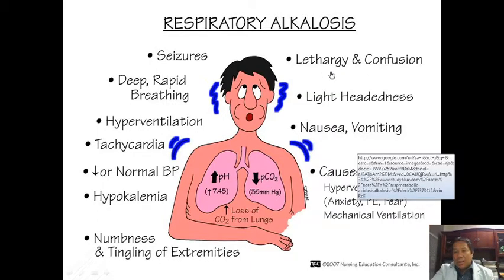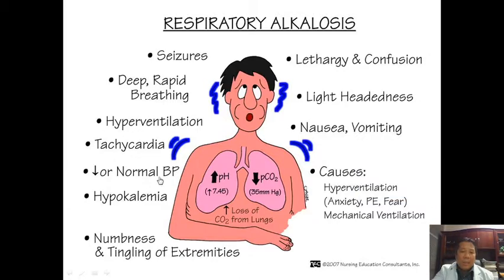A patient with respiratory alkalosis usually will experience confusion, maybe decreased level of consciousness instead of full consciousness. The patient may appear drowsy, lethargic. The patient will feel lightheaded, may even complain of nausea or vomiting. It can lead to seizures. Usually, the patient will have deep and rapid breathing or hyperventilation. Heart rate will be faster than normal.